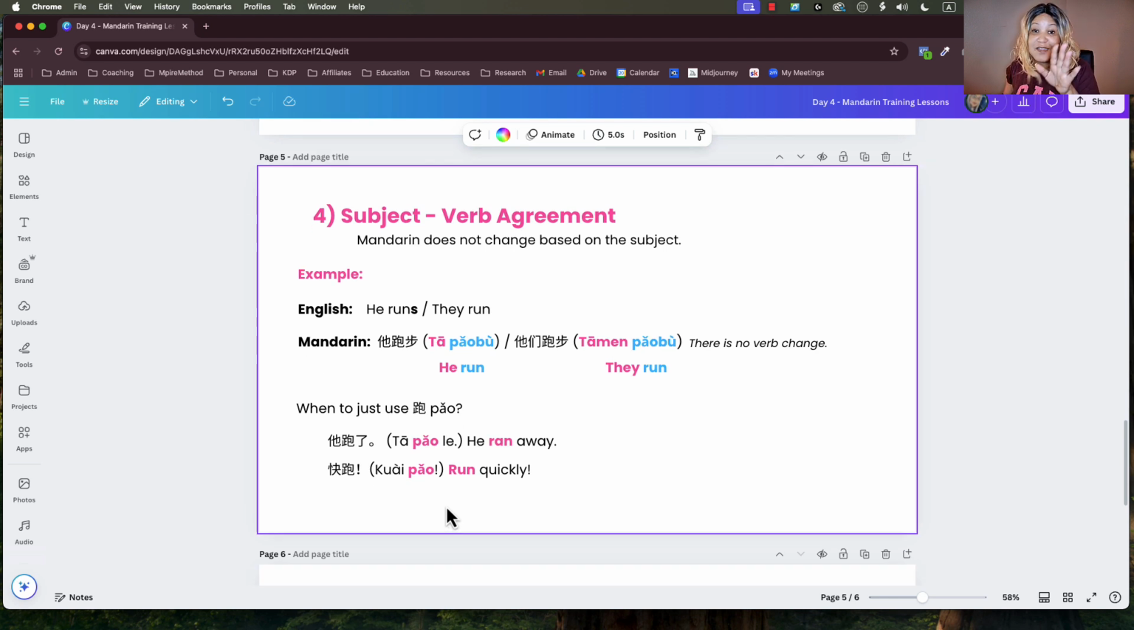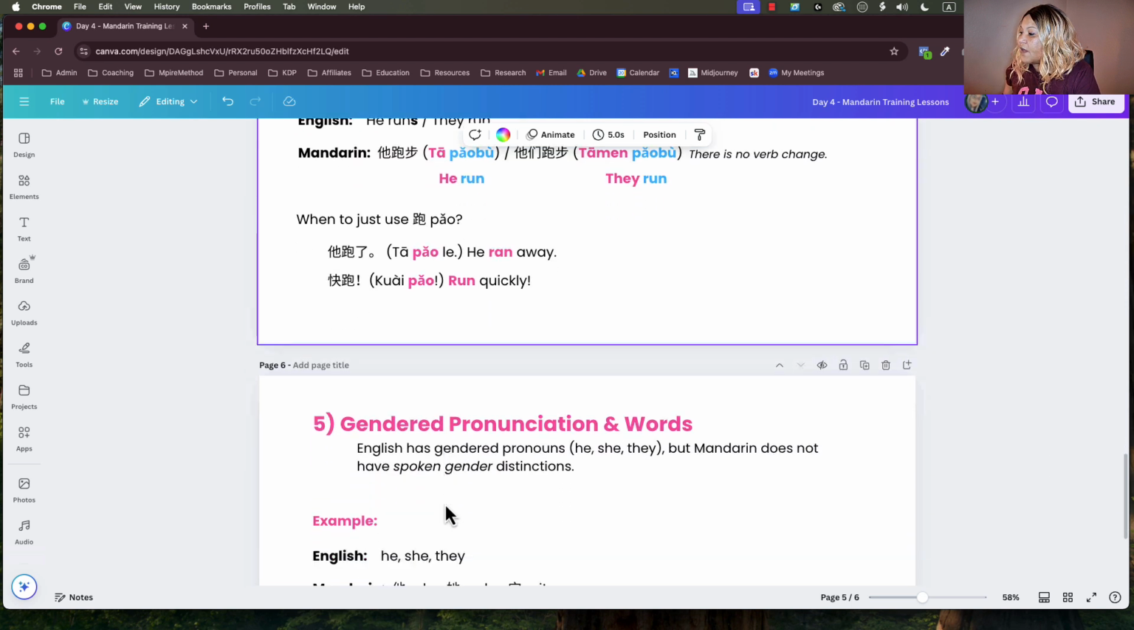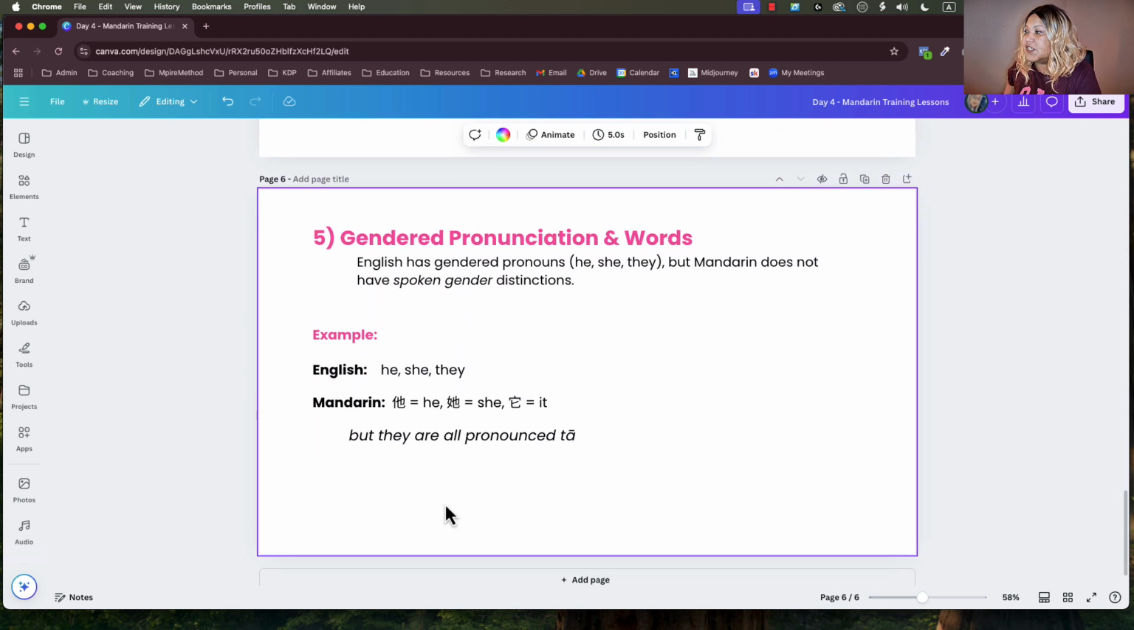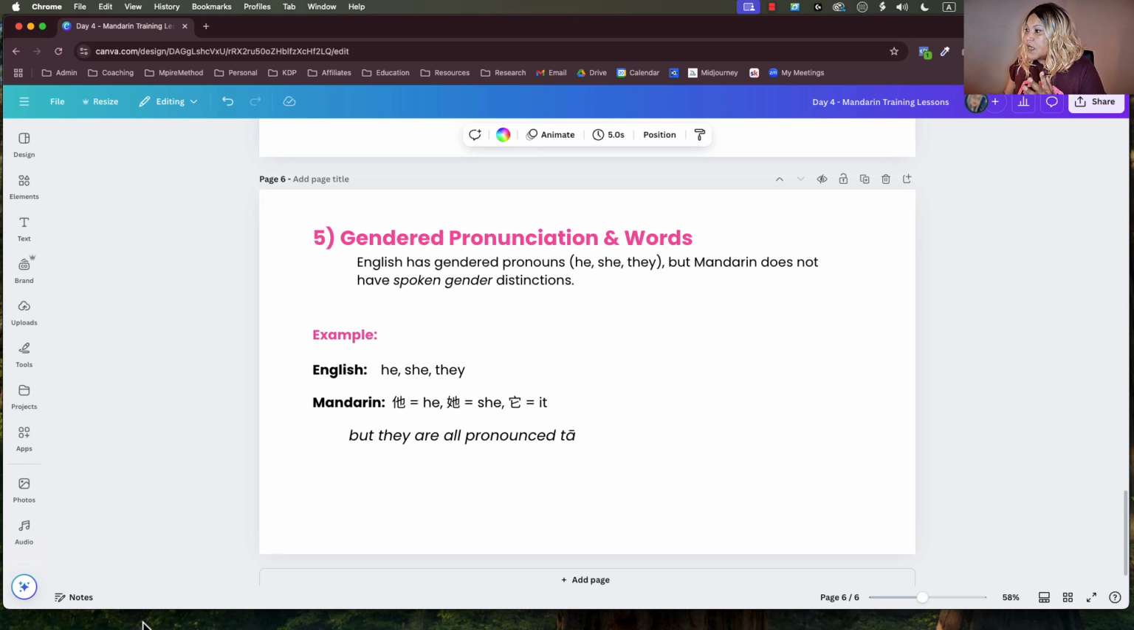And now the last one, gender pronunciations and words, which is pretty simple because we learned this, I believe, in the first set of vocabulary words on day 1. So English has gender pronouns like he, she, they, but Mandarin does not have a spoken gender distinction. The only way you will really know the difference is by looking at the characters. There's a written distinction, but no speaking distinction.